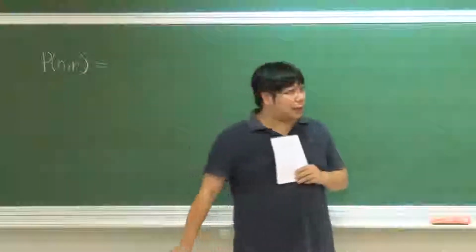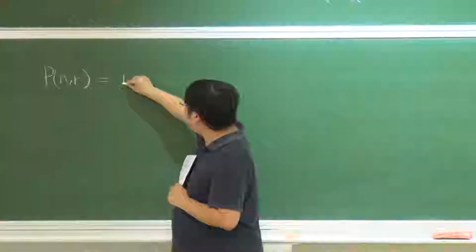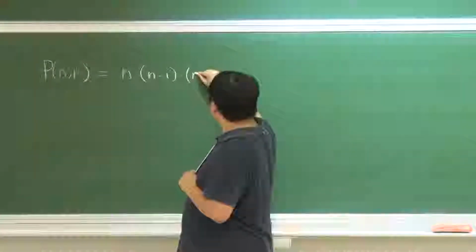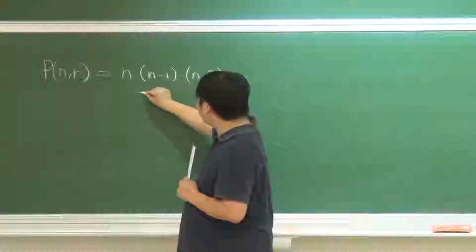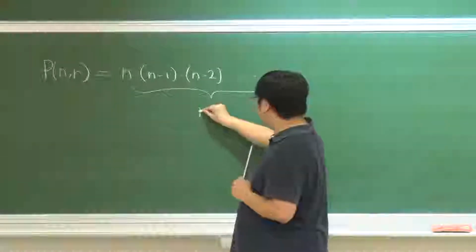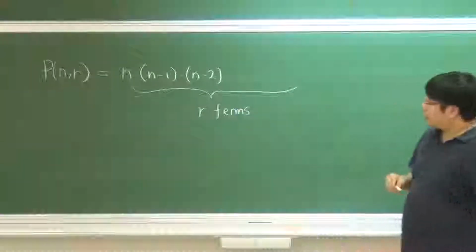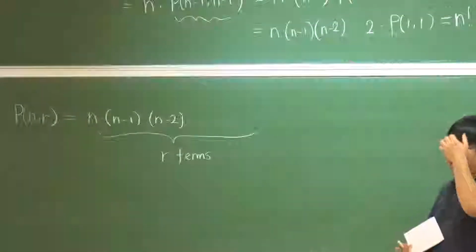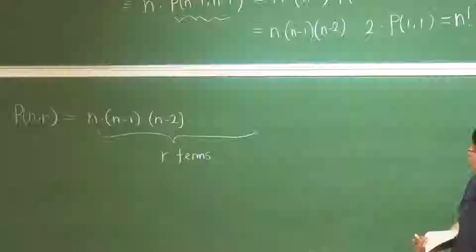So it turns out that we claim, this is my claim, that it is equal to N times N minus 1 times N minus 2 times many terms. But altogether, there are going to be R terms. Is that okay? So PNR is equal to N times N minus 1 times N minus 2, and altogether you make this multiplication up to R terms.